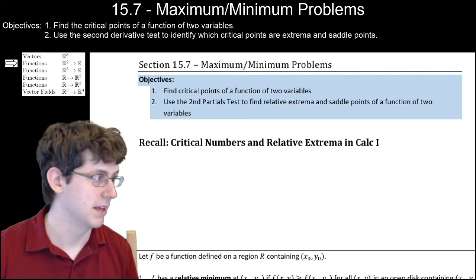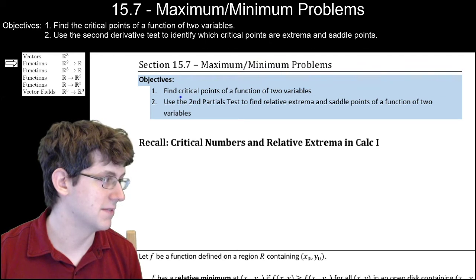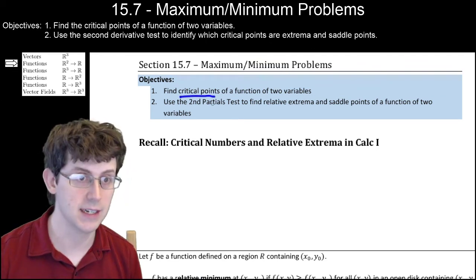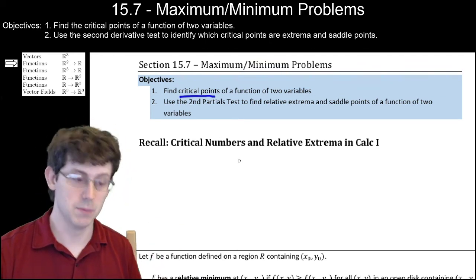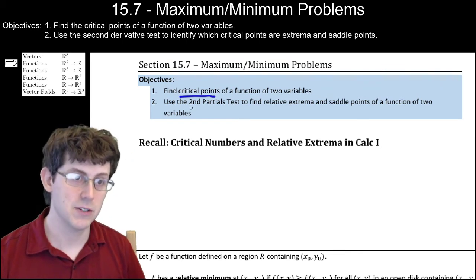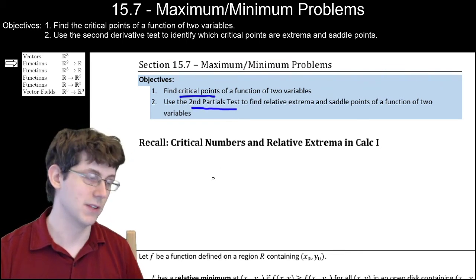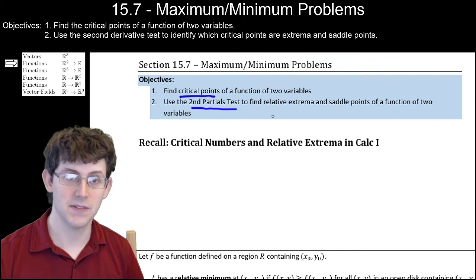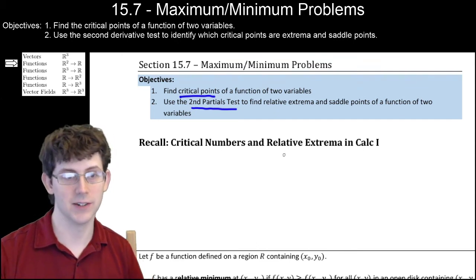So let's do it. The objectives will be to find some critical points. Critical points were something from Calculus 1, but we still get to use them here. And then we'll use something called the second derivative test, or the second partials test, to figure out what kind of critical point you're looking at.